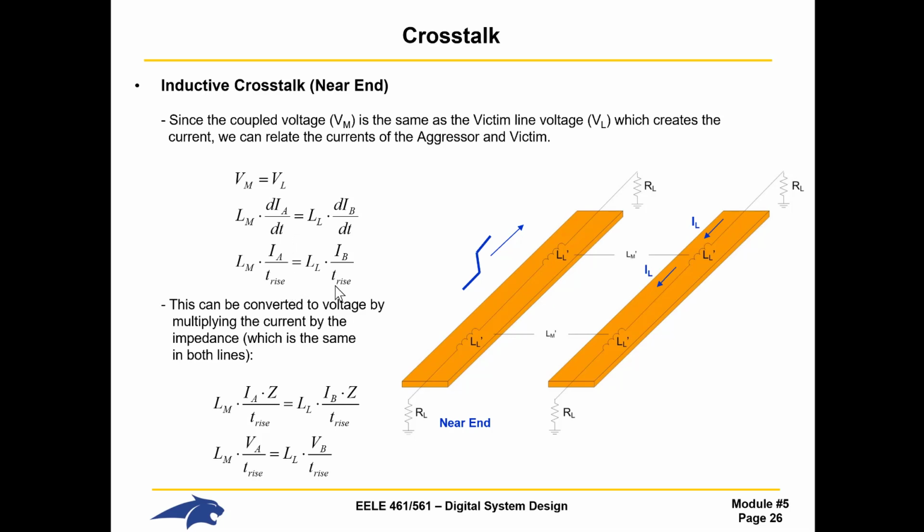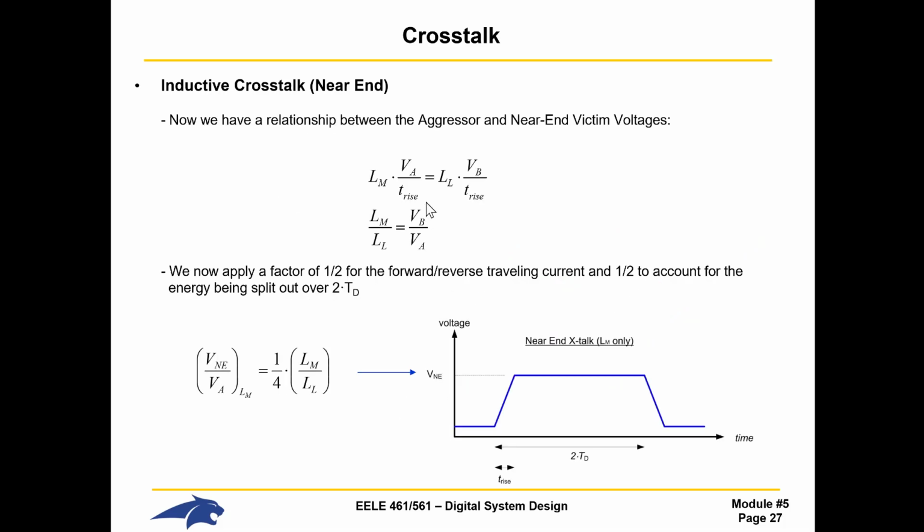Well, what's the t and what's the v, right? So you can plug in t rise for dt, and then you can convert that into a voltage. You're trying to figure out a voltage, so you multiply the I by Z, and that'll give you a voltage. In the end, once you start moving the terms around, you get back to this ratio: Lm over LL is equal to VB over VA.